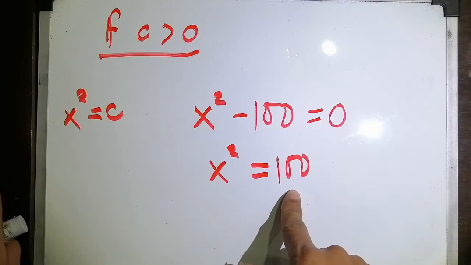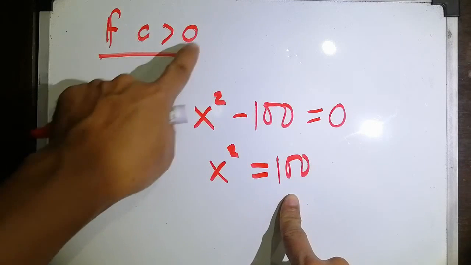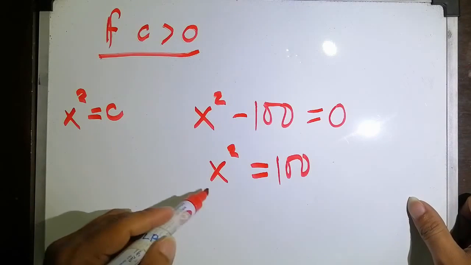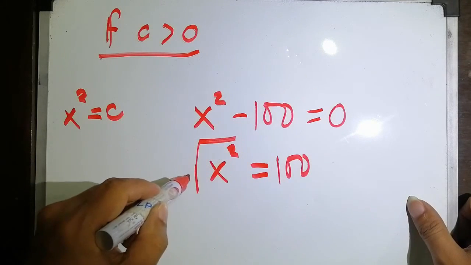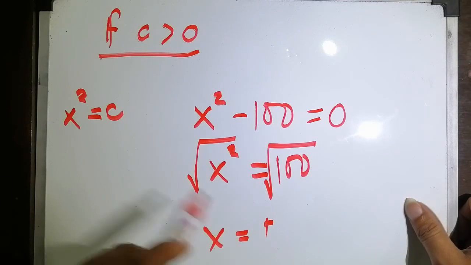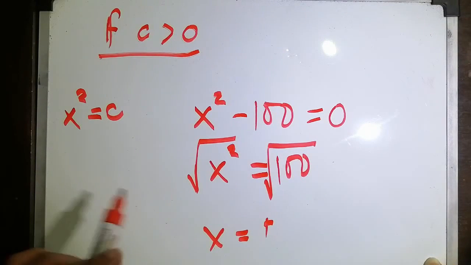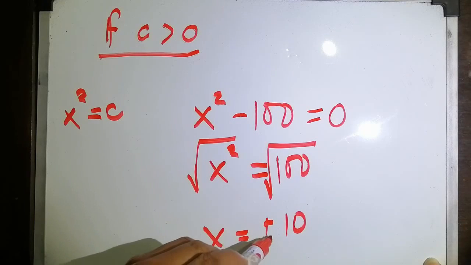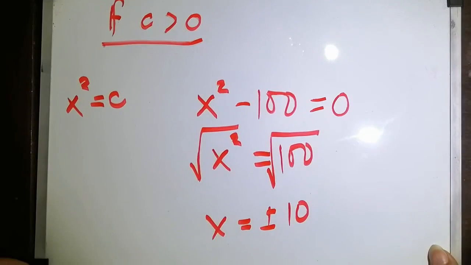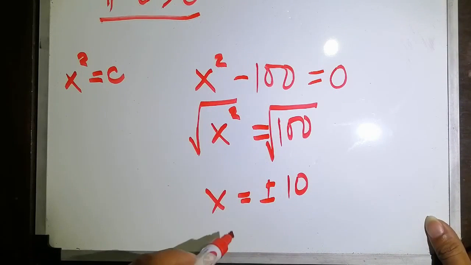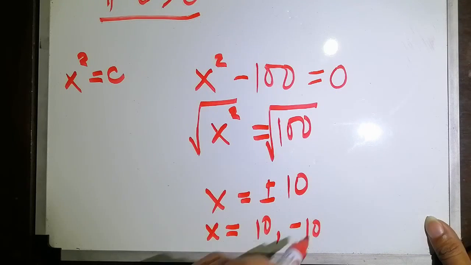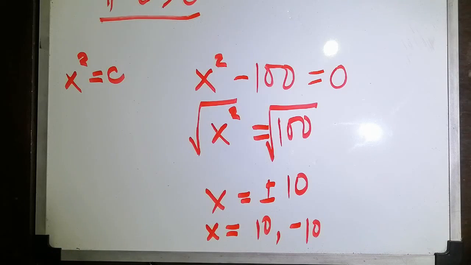So with that, x squared is equal to 100. Now this is our C, which is greater than 0 according to this equation. So taking the roots of both sides, we have x is equal to plus or minus 10. So the 2 solutions that we have are x is equal to 10 and negative 10.